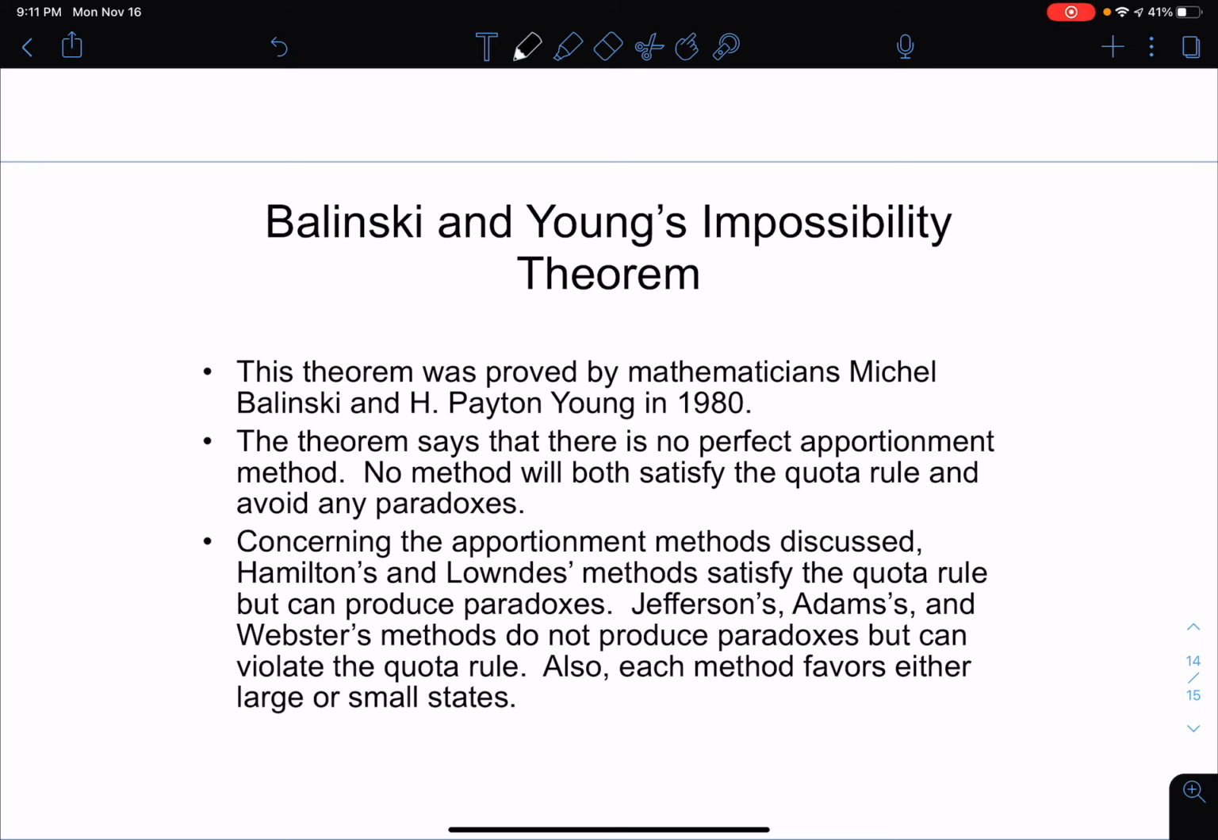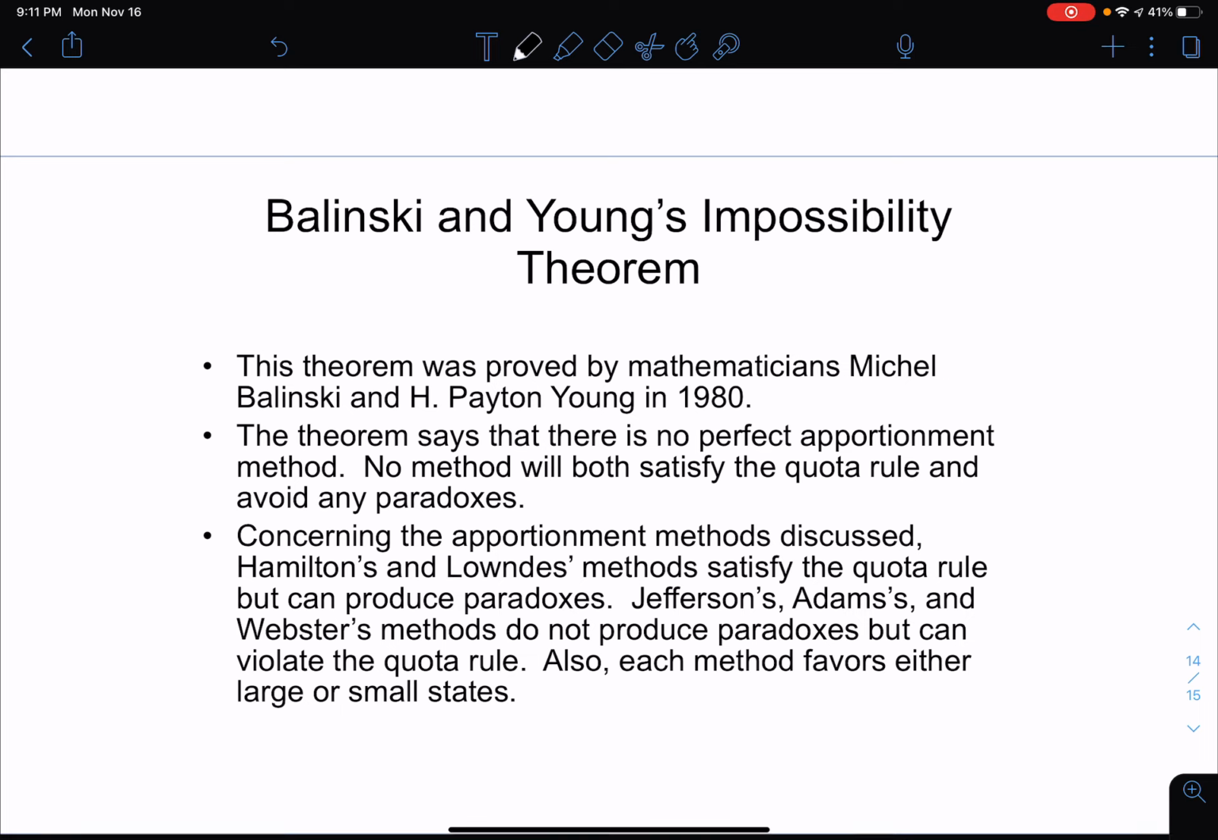So let's see. You had Hamilton's method favored the larger states. Lowndes' method favored the smaller states. So that was the situation with the two quota methods. Now with divisor methods, Jefferson's favors large states. Adams favors smaller states. Webster's was pretty good about really not favoring either type, so that's great for it. So, many of them didn't really favor either type too much, but still, the whole quota rule situation. So, no perfect method.